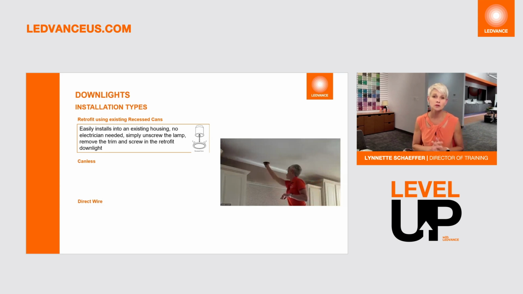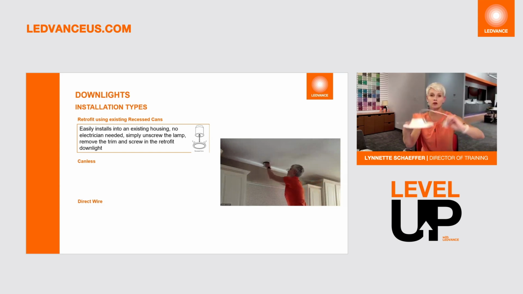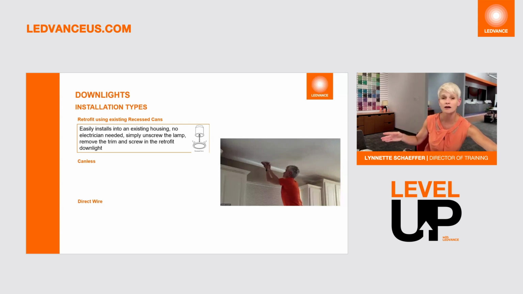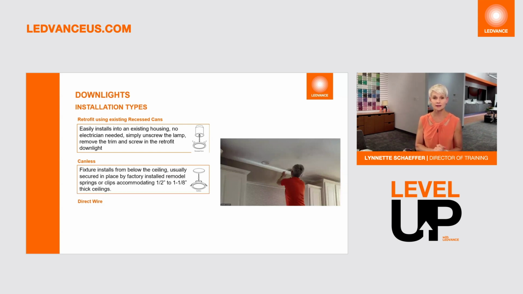So the one that you're seeing me change out right now is a traditional retrofit where I have a can in place. I take out the trim, I take out the lamp, and then I take a retrofit downlight like this, and I screw it into that socket and then simply push it up into that existing housing and that existing can. So that's one easy, simple way, but you do need to have a can there in order to make that happen.